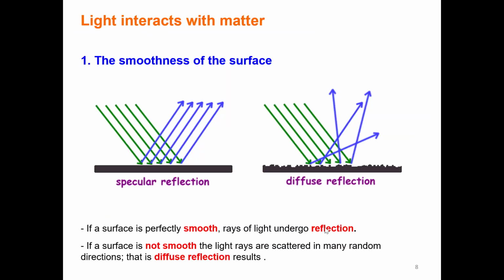Let's discuss the first point, the smoothness of the surface. If the surface is perfectly smooth, like we had in this case, the rays of light undergo perfect reflection, and this reflection is called specular reflection. But if the surface is not smooth, like in this case, the light will scatter in many different directions, and in this case we will have diffuse reflection.